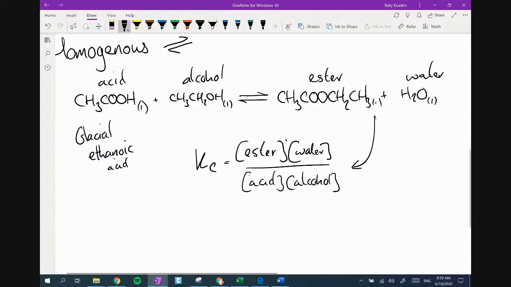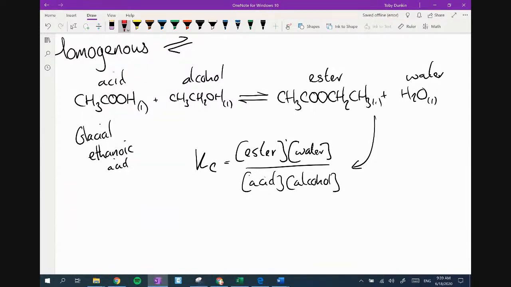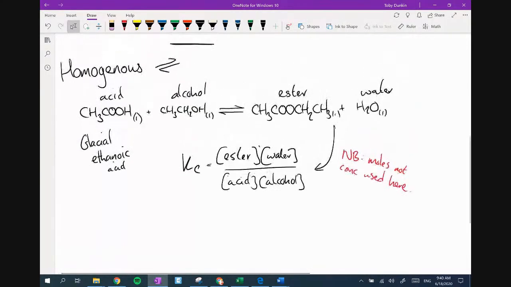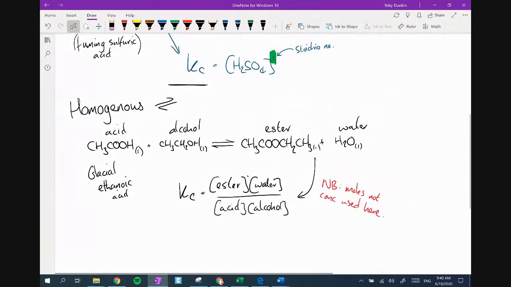This is a nota bene that goes on here. Nota bene for these particular ones: moles can be used, moles, not concentration. The reason is they're all liquids, and because the ratio is 1-to-1-to-1, you can use moles directly. Which is kind of nice. Put that in a box as well.